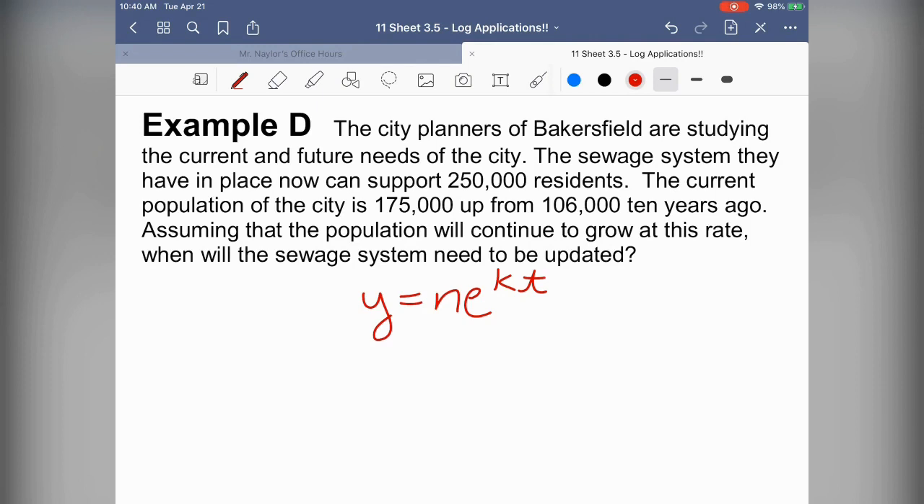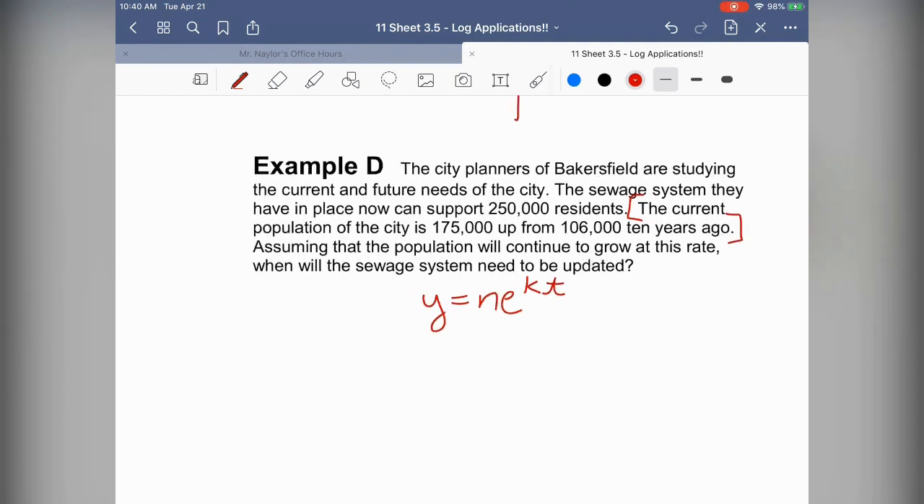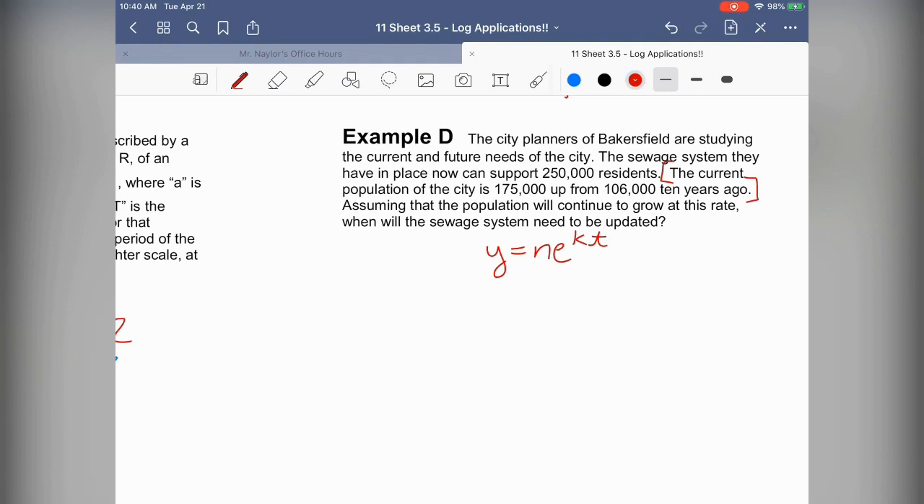And then we get some really important information in this next sentence where we have 175,000 up from 106,000 10 years ago. Once again, I want you to see that that sentence gives you enough information to find k. The reason it's enough information is because as long as you have a starting value, a final value, and an amount of time, that's going to allow you to find the k value that goes with it. So we would have to argue that 175,000 is the final value that matches with a starting value of 106,000 over a period of 10 years.